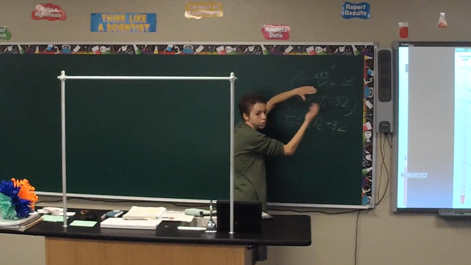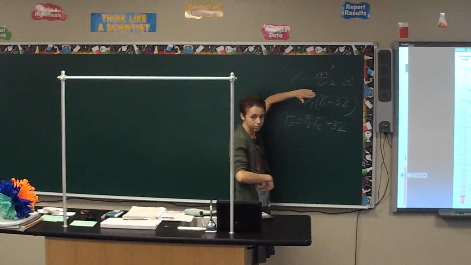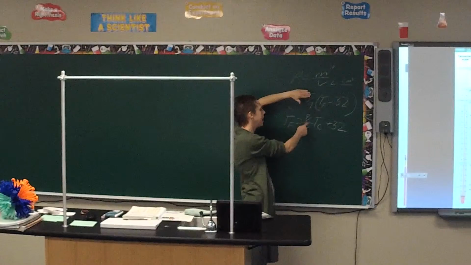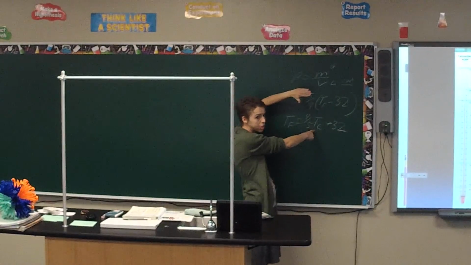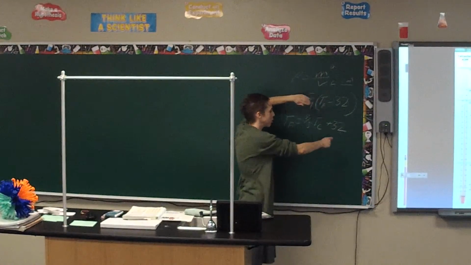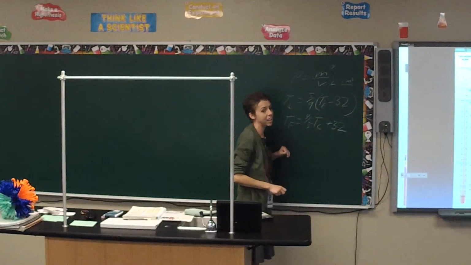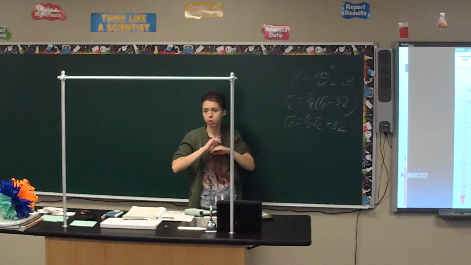So what order of operations do you do first for this one, Chris? Yeah, so for this one you do 9 divided by 5 times the Celsius starting point plus 32. So for this one, the addition is last. So you gotta be careful. If you do it out of order, wrong answers.